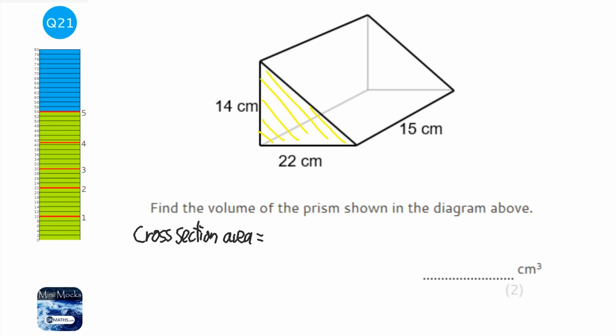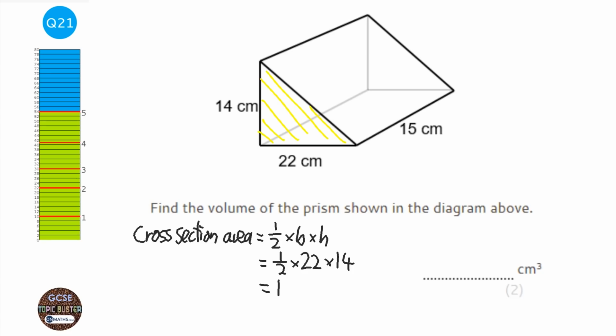So the formula for the area of a triangle is half times base times height. So the base of it is 22 and the height of it is 14. So on my calculator I'm going to do 0.5 times 22 times 14, which is 154. And be careful, the most common mistake here is not to halve it. So with the triangle we have to halve it.